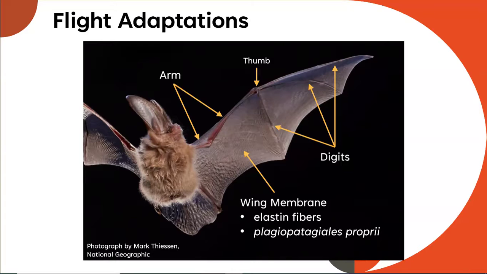It's got elastin fibers to give it some elasticity, and it has this really weird set of muscles called plagiopatagiales proprii. That only took 6 months to learn how to say. They're very weird muscles in that they are skeletal muscles, but they don't actually articulate with any bones. They're just there to contract, to release, and control the compliance of the wing membrane, control how stretchy or how firm it is.